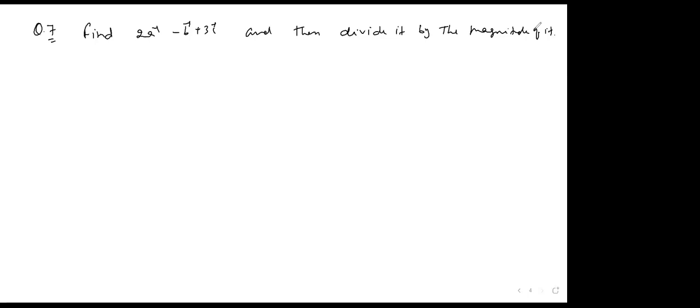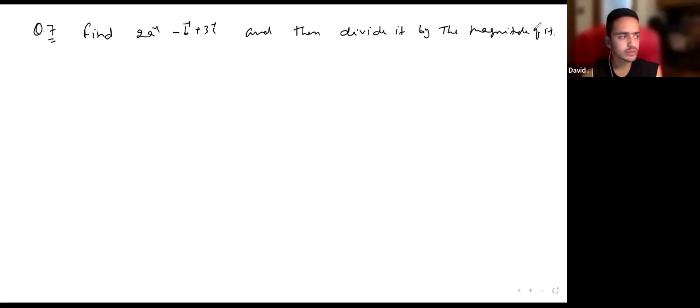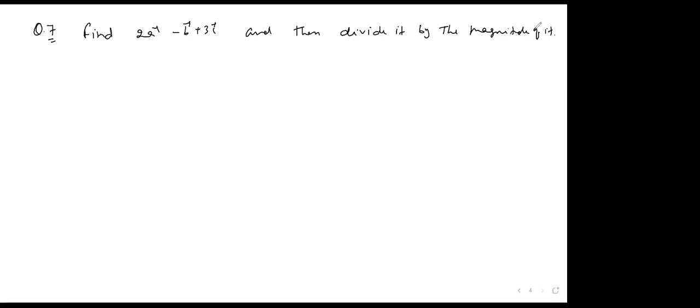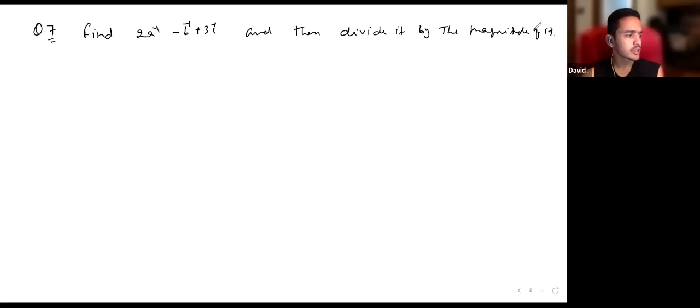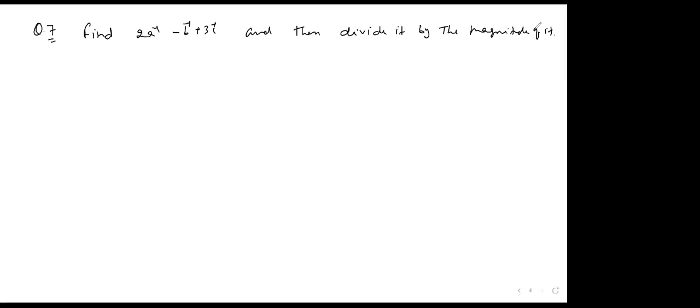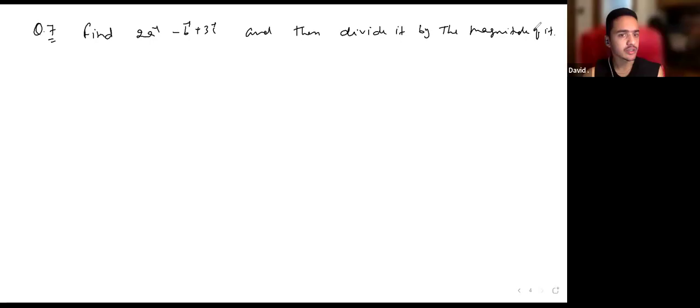So in question 7, you have to find a unit vector parallel to 2a minus b plus 3c. First find 2a minus b plus 3c. How will you find it? You need to multiply vector a by 2, subtract b, and add 3c. Multiply c also with 3, yes.